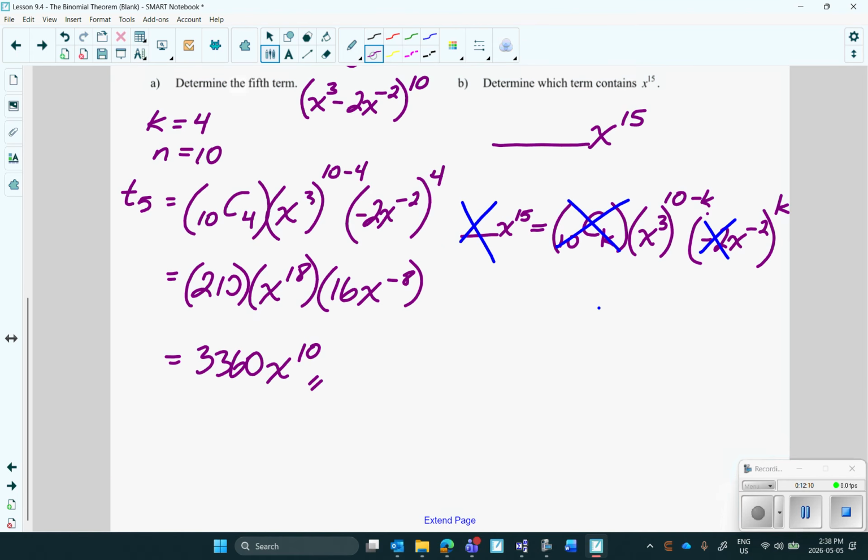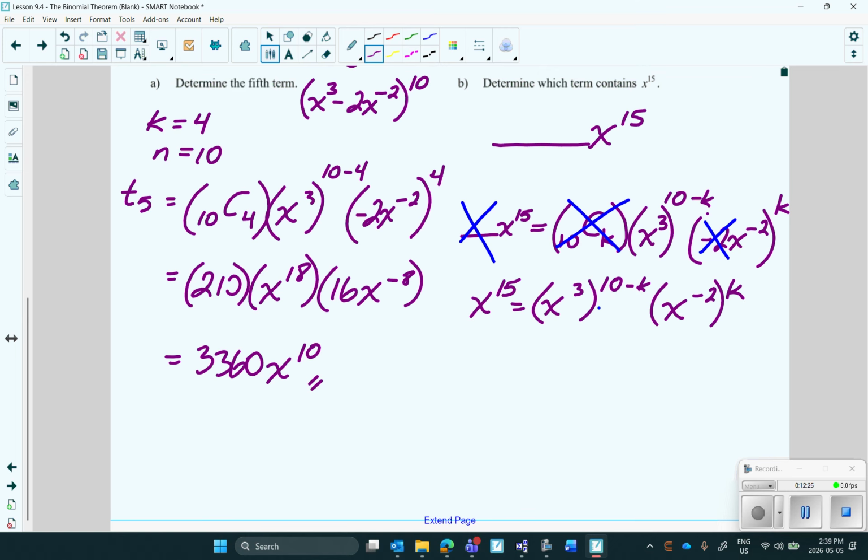Because now we get this. x to the 15th equals x to the third to the 10 minus k, times x to the negative second to the k. What would you do next? Any ideas? Actually, you don't have to log these ones, but it's good thinking.